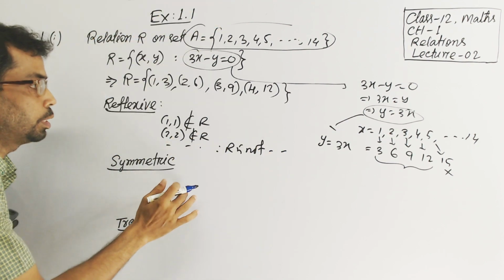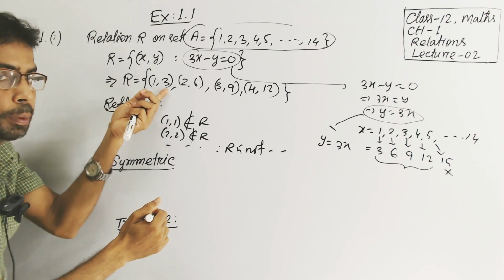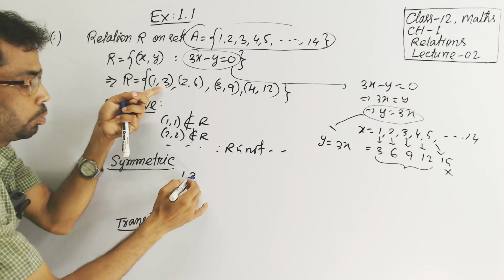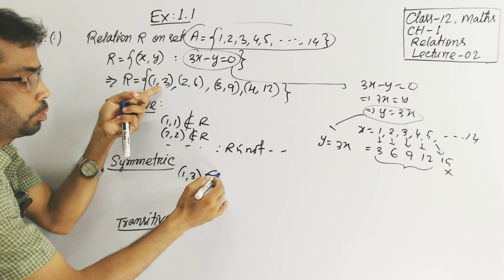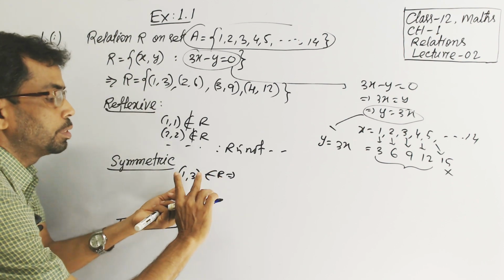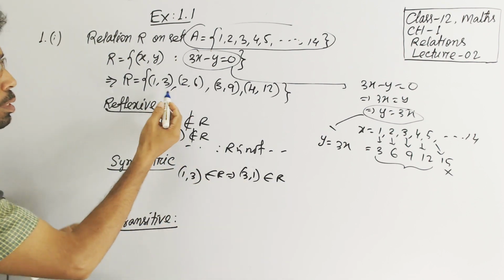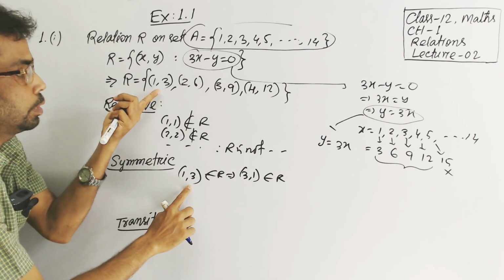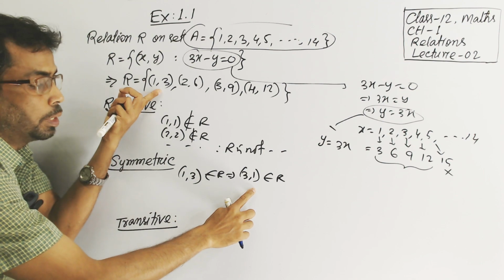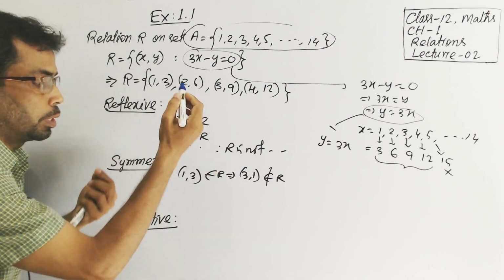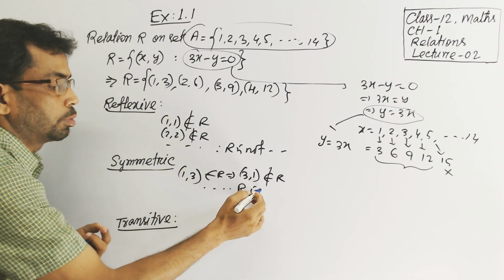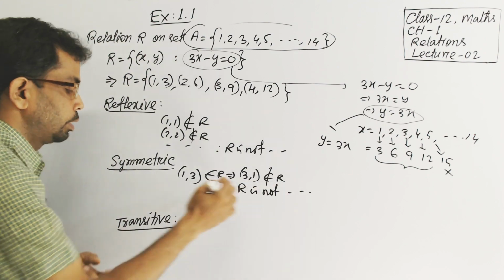For symmetric, for every pair in the relation, for (1, 3) belonging to the relation, the pair reversing the order, that means (3, 1), must be there in the relation. But we can see (1, 3) is in the relation, but the pair reversing the order, (3, 1), is not there in the relation. We can show more examples, and therefore the relation R is not symmetric.